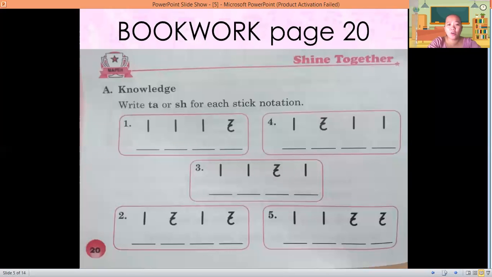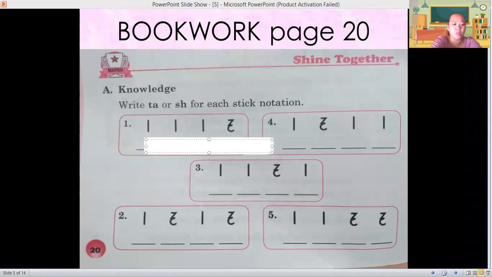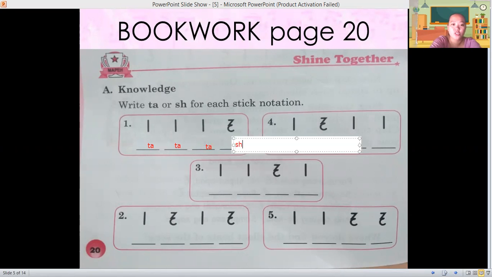Okay po? Now, for this one, we are going to identify if it is ta or sh. This one is easy. I will try to answer number 1. This one is ta. Of course, this one is ta. This one is ta. And this one is sh. Oh, I forgot to ask you to get your book. Get your MAPE book and open it on page 20. I will count 1 to 10. Ready? Go.